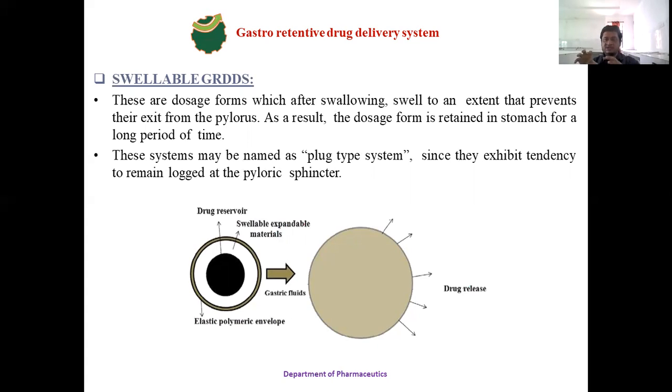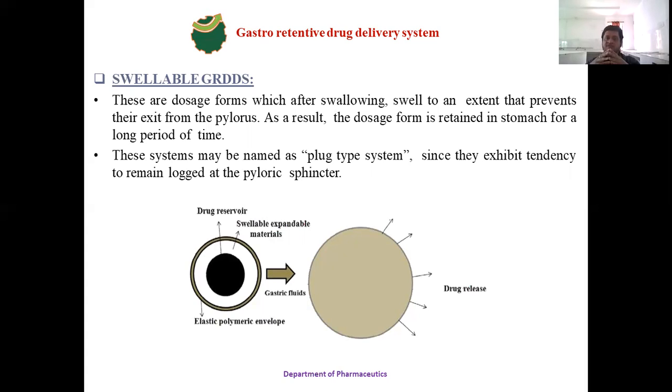It will be retained in the stomach, and it can't pass or exit from the pylorus. That's why it is also called a plug type system, because it will get locked and can't exit from the pyloric sphincter. It will be retained in the stomach because of its expandable size. So this is swellable GRDDS. You can call it a swellable type or an expandable type GRDDS.